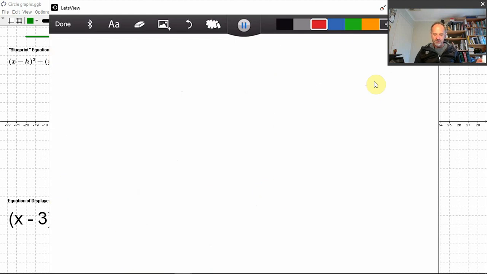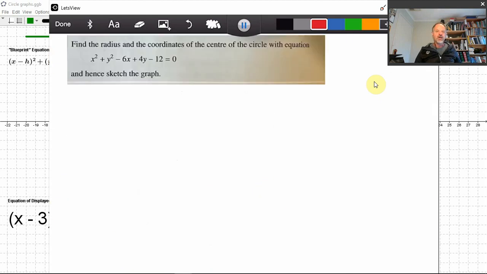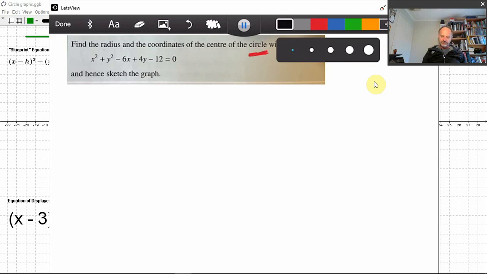All right, so a question like this: find the radius and coordinates of the center of the circle with this equation, and sketch the graph. In this question, you are told that it's a circle, so we know that it's a circle. We've got an x squared here and an x here. Then we've got a y squared and a y there.